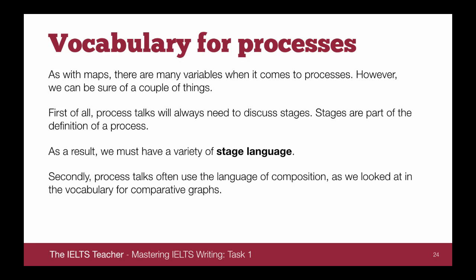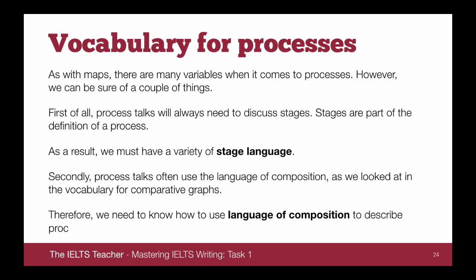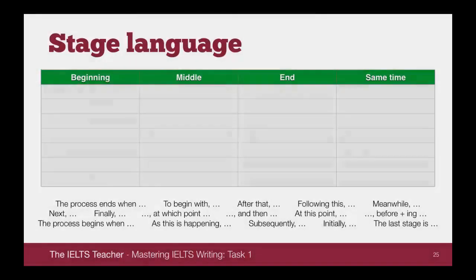Process talks also often use the language of composition, which should sound familiar because we looked at that in the previous lecture on comparative graphs. Therefore, we need to know two things: how to use the language of composition to describe processes and how to describe stages in a variety of ways. Let's start by looking at the stages.